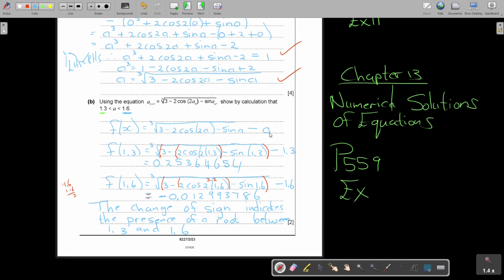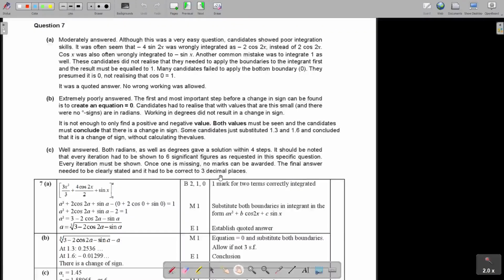Just end with establishing that you can show, using the equation, that there's a root. So in the exam report, question 7 part B, they say it was extremely poorly answered. The first and most important step before a change in sign can be found is to create an equation equal to 0. So you have to take everything to one side.